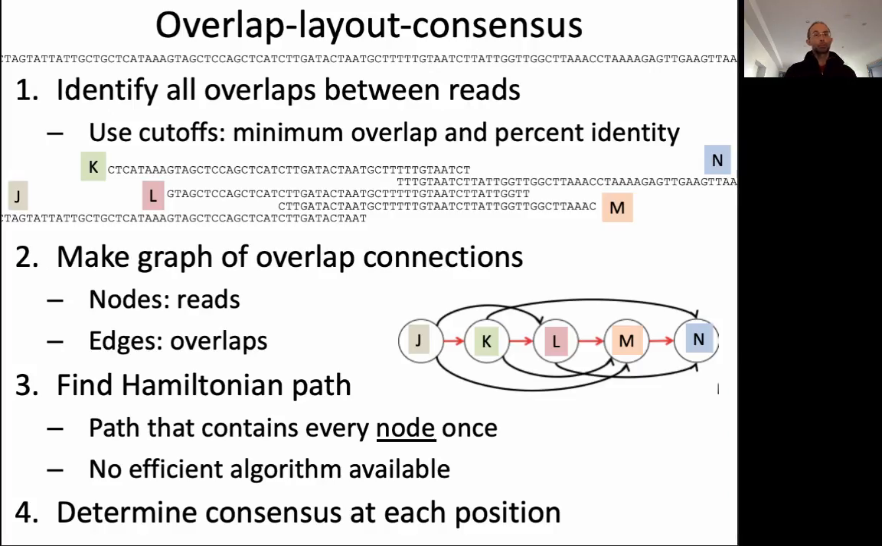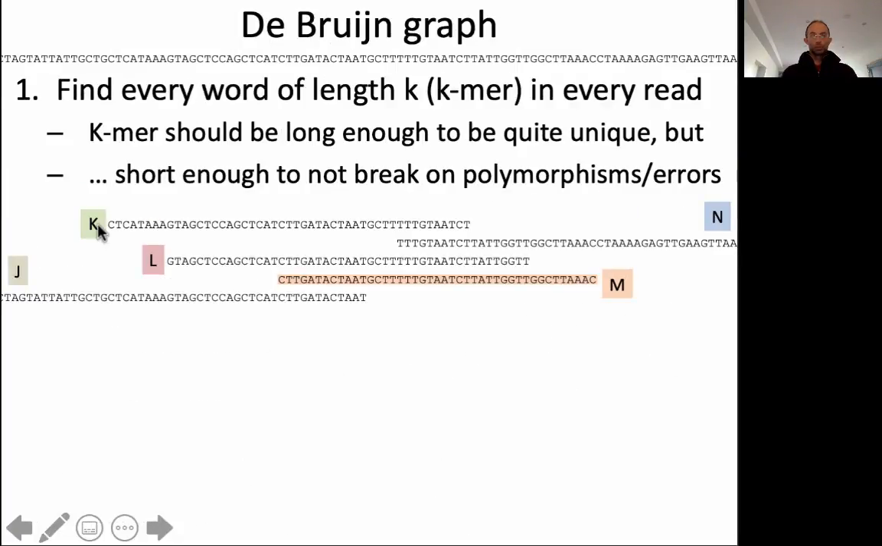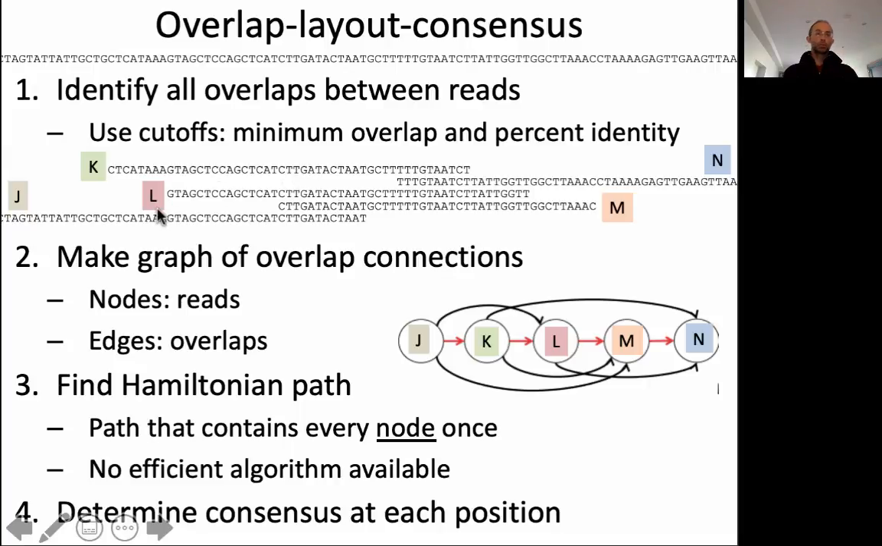First is the overlap layout consensus graph. This is, I guess, conceptually the simplest graph-based assembly approach. If we have the genome sequence here at the top, then we have 5 sequencing reads, J, K, L, M, and N over here. Then what is done in the overlap layout consensus graph is to identify the overlaps between each of these different sequencing reads. The nodes in the graph represent reads, and the edges represent overlaps between the reads.